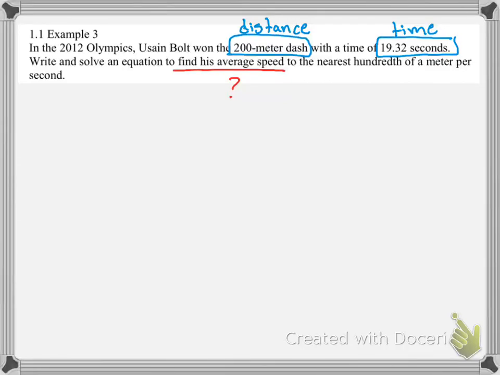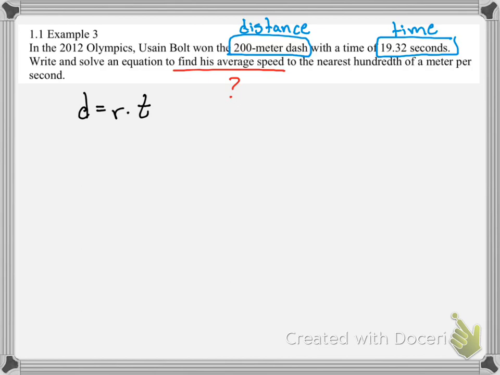Once I write it, it'll look super familiar. Distance equals rate times time. Does that look familiar? Please tell me yes. It should. Okay, distance equals rate times time.